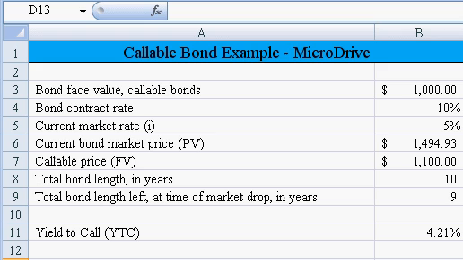Okay, and that's the callable bond example using MicroDrive's callable bonds.